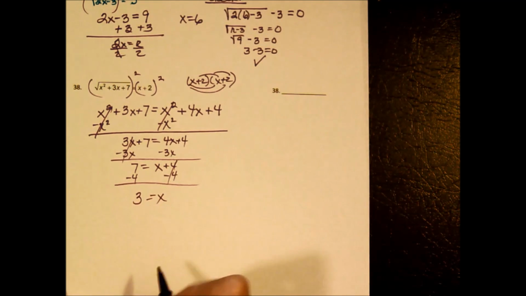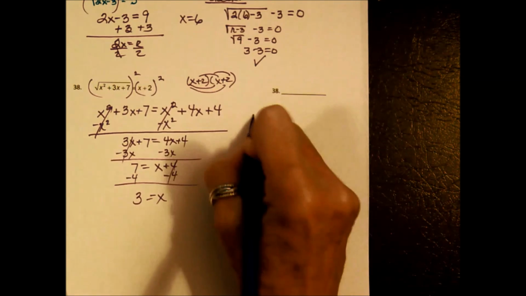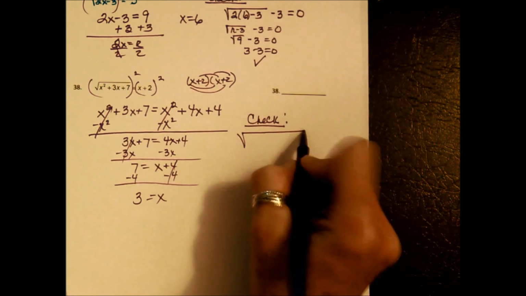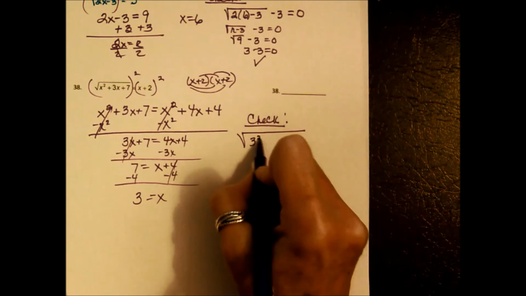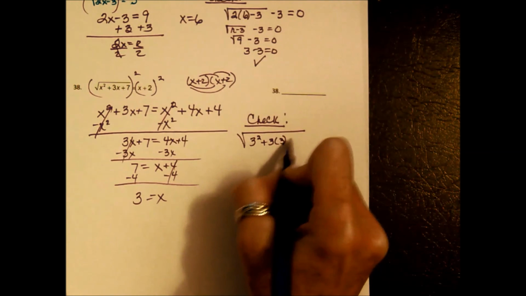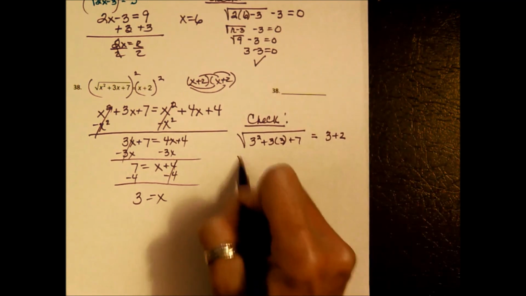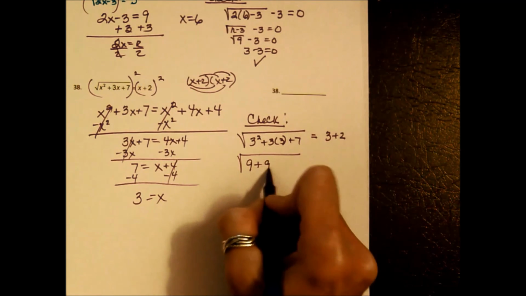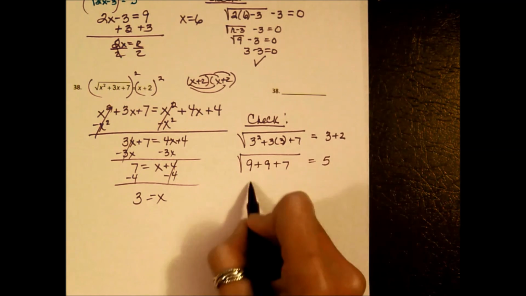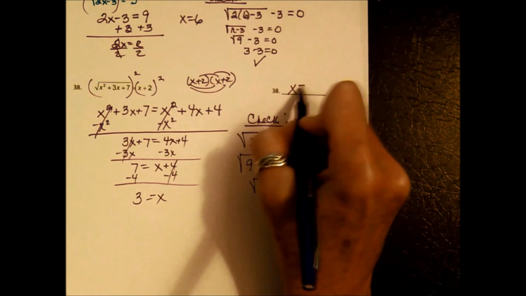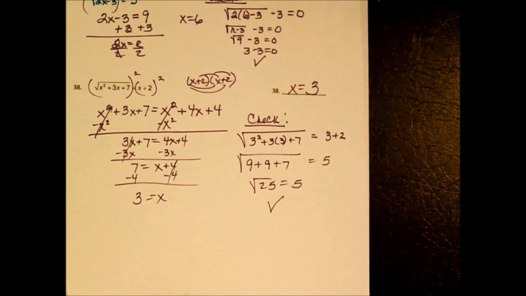But again, because you squared, you must check your answer in the original equation. So 3 squared plus 3 times 3 plus 7. Does that equal 3 plus 2? Square root of 9 plus 7, is that 5? Square root of 25, is that 5? Yes. So it just so happens that in both of these problems, our answers checked, but there are times when they don't, especially if you get two answers. Sometimes one of them doesn't work.